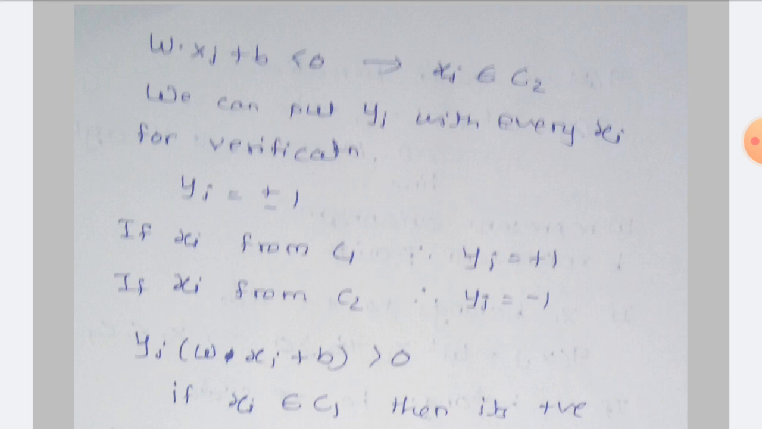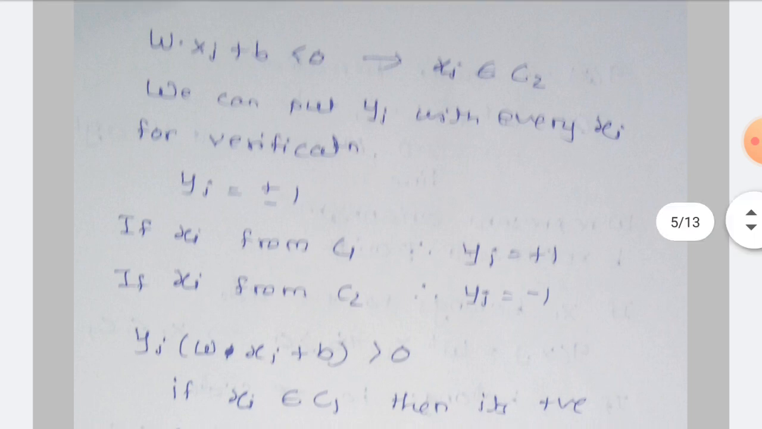In this way, we can cross verify our system output. We can use the above equation to cross check. If xi is from C1, and we get W dot xi plus b as negative, then yi times (W dot xi plus b) is a negative value. Therefore, the classification is not correct.